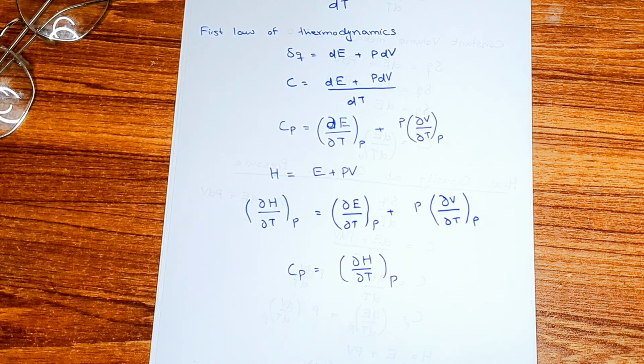Hence the heat capacity at constant pressure is defined as the rate of change of enthalpy with temperature at constant pressure.